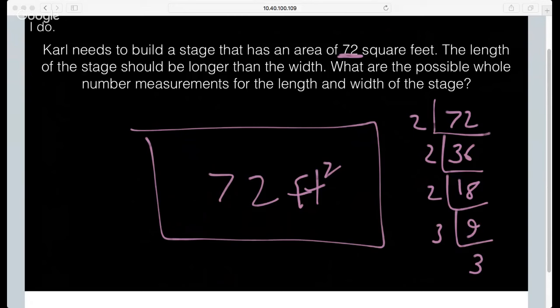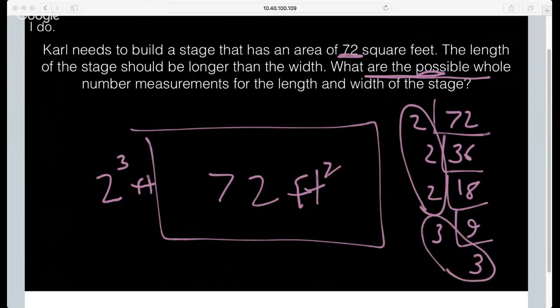So one way we could say this, we're not answering what are all the possible whole numbers in this sense, but if we wanted to write this, we could say there are 1, 2, 3 2s, so 2 to the third power feet. And look at that, 2 3s, so it's 3 times 3, so 3 squared feet. And so this is an actual possible combination for length and width in order to get this, right? 2 times 2 times 2 is 8, and this is 9, so 8 times 9 would be 72.